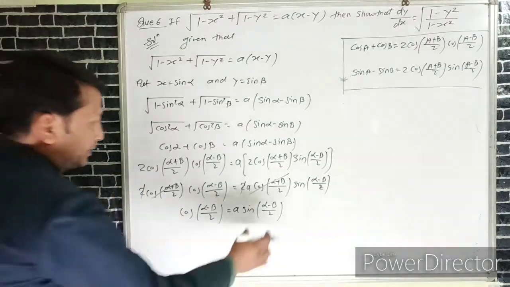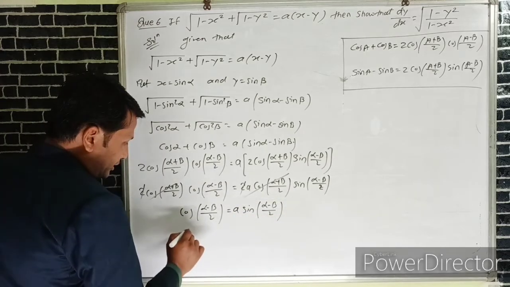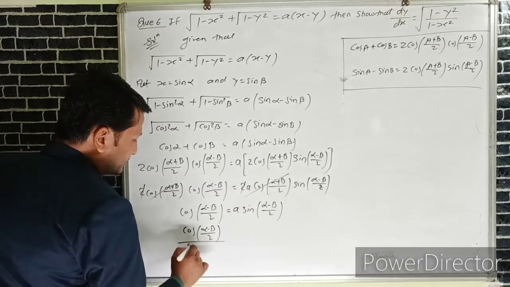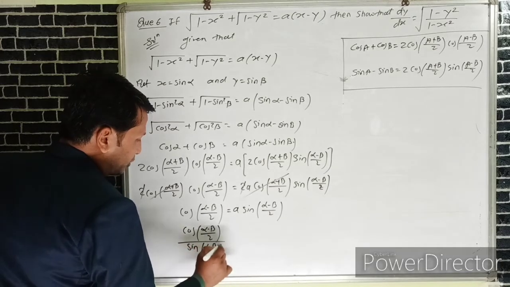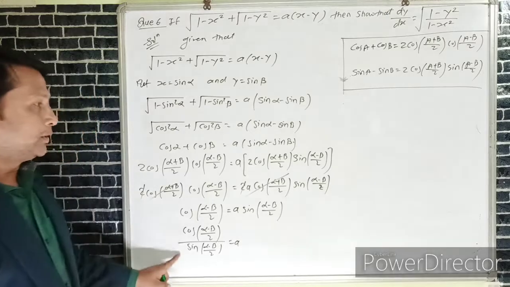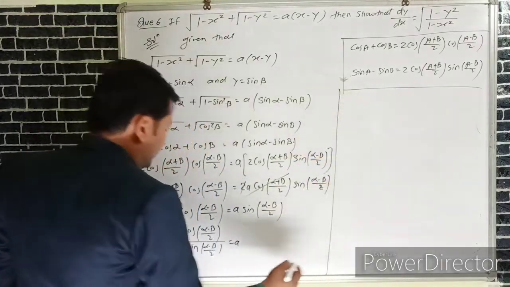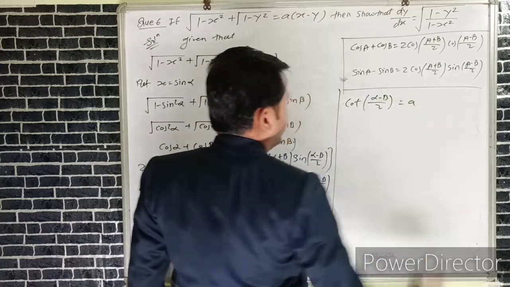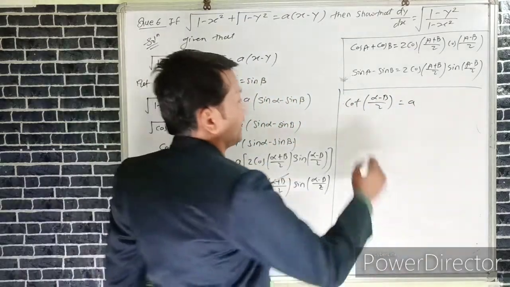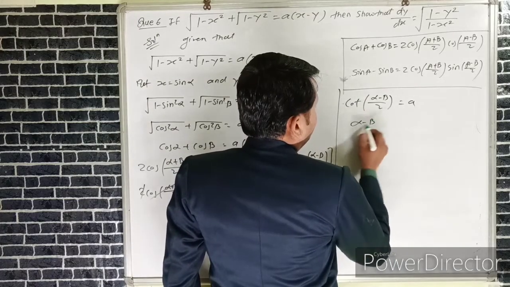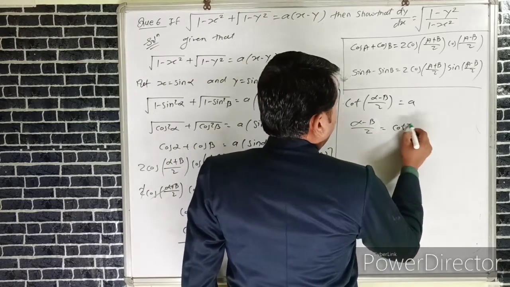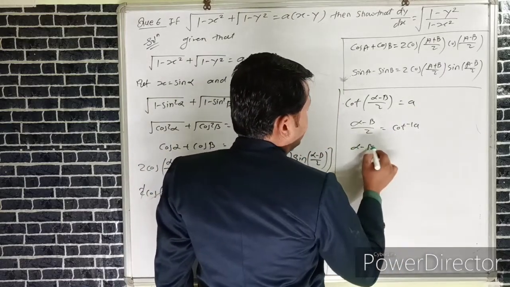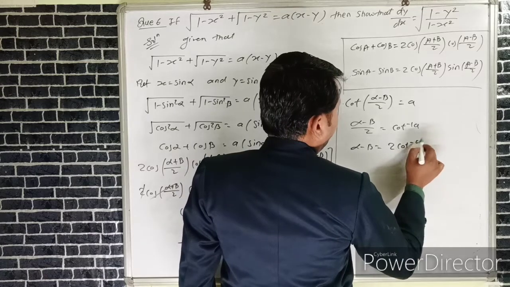Here cos((α − β)/2) = a sin((α − β)/2). If we take sin((α − β)/2) to the left side, then cos((α − β)/2)/sin((α − β)/2) = a. Cos upon sin is cot. Similarly, cot((α − β)/2) = a. If we shift this cot to the right side, (α − β)/2 = cot⁻¹(a). If we shift again, α − β = 2 cot⁻¹(a).